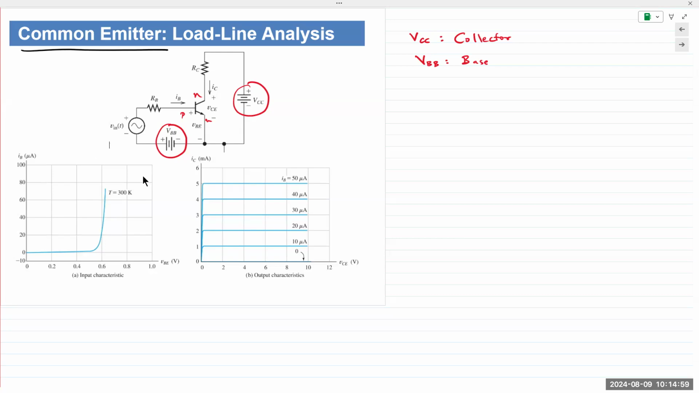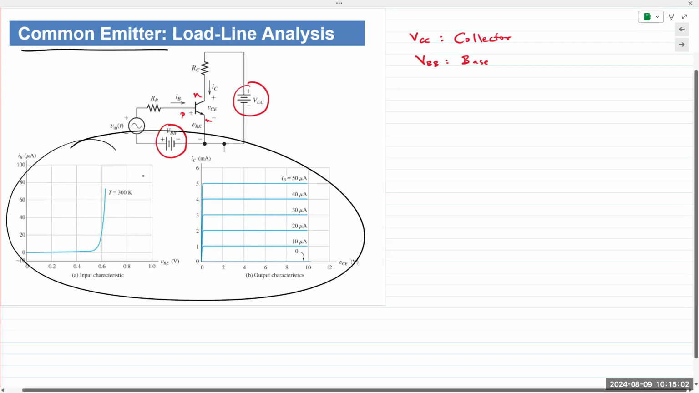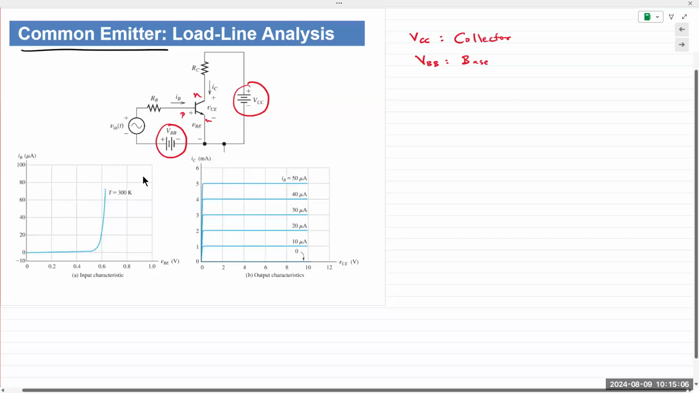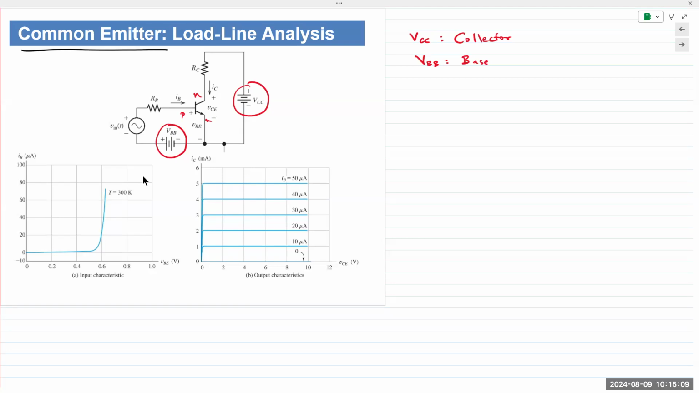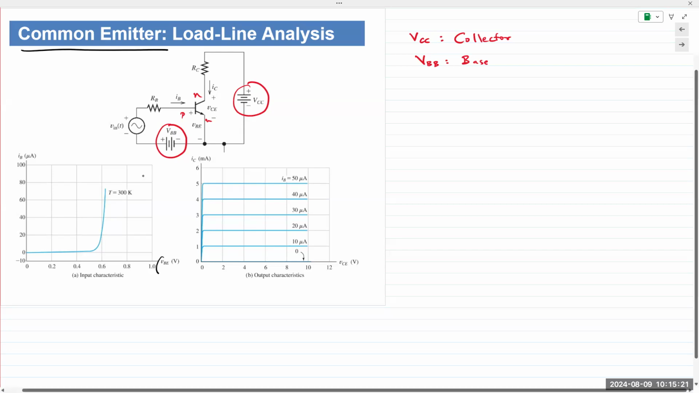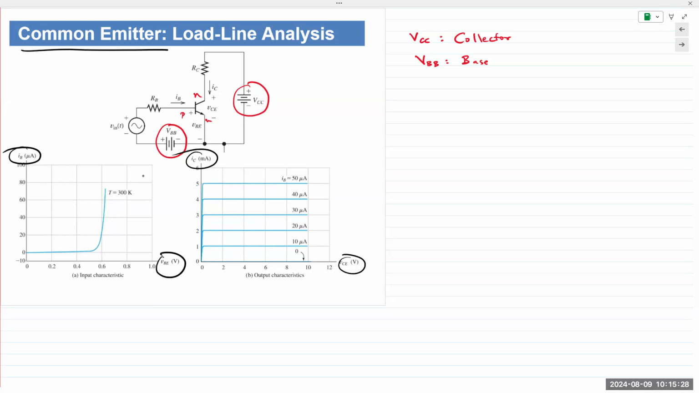And then, of course, we are provided with the characteristic curves for the input side and for the output side. On the input side, it's the base. On the output side, it's the collector. So it's the IV characteristic, meaning current as a function of the voltage. Voltage is on the x-axis, current is on the y-axis. So going forward, if you have a common emitter amplifier, it will always be on the input side as IB, base current, versus the base emitter voltage, VBE. And on the output side, it would be collector current, IC, as a function of the collector voltage, which is VCE.